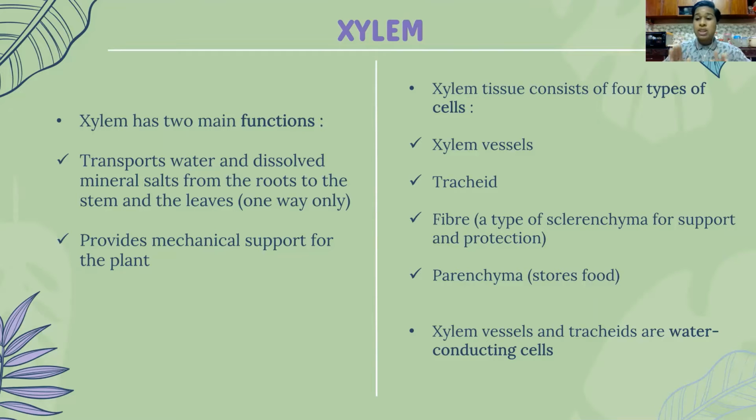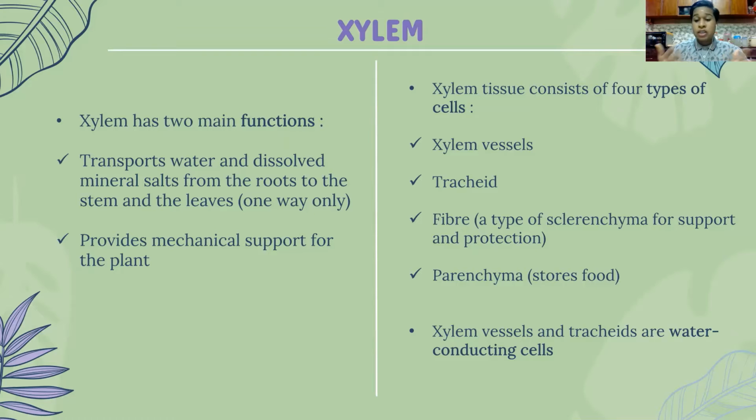Xylem tissue consists of 4 types of cells. For example, they are xylem vessels, tracheids. We will learn more about xylem vessels and tracheids in the upcoming slides. And we have fiber and parenchyma. Okay, fiber is a type of sclerenchyma. Sclerenchyma is a type of tissue which provides structural support for the plants.